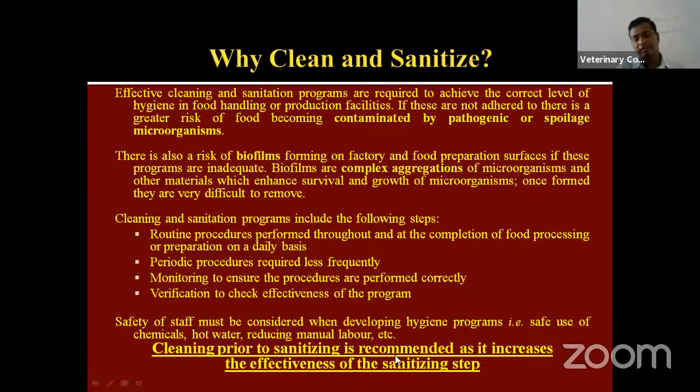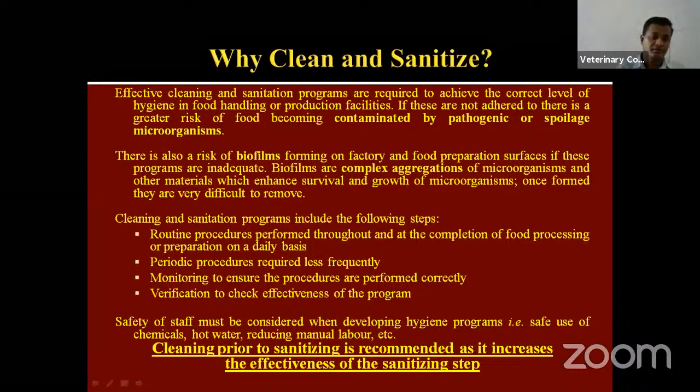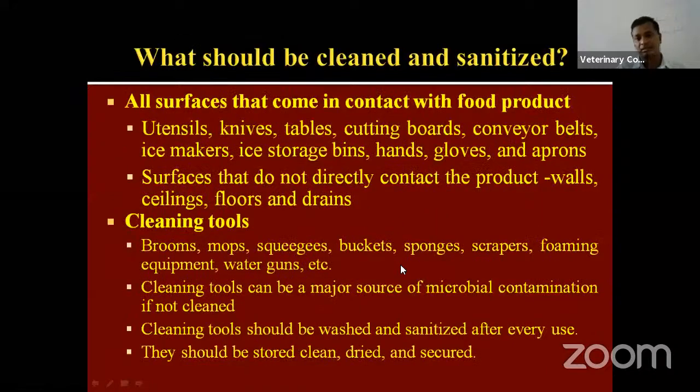So cleaning and sanitization are complementary processes. Without cleaning, sanitization is incomplete. So the cleaning process is a prerequisite for sanitization.